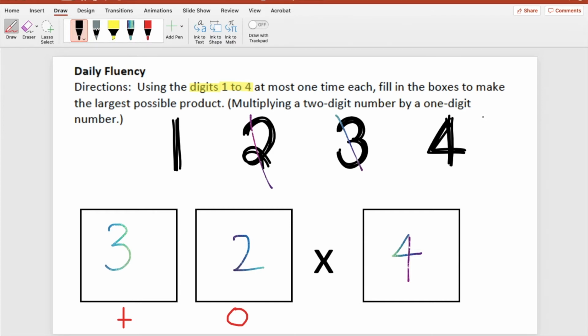Actually, I'll use red. Sorry. So 32 times 4 is the same as saying 3 tens, 30, times 4, plus 2 ones, 2 times 4.